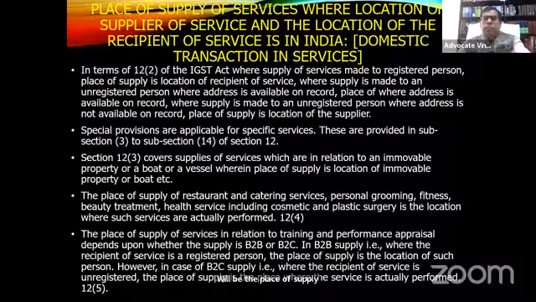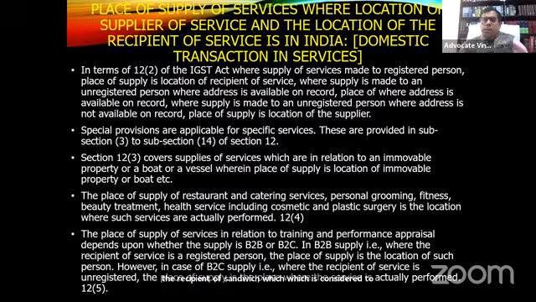And where the supply of service is made to an unregistered person, then if the address is available on record, the place where such address is available on record will be the place of supply. But if the address also is not available on record, then it is the location of the supplier which we will consider to be the place of supply. So this is the default provision, that it is the location of the recipient of service which is considered to be the place of supply.